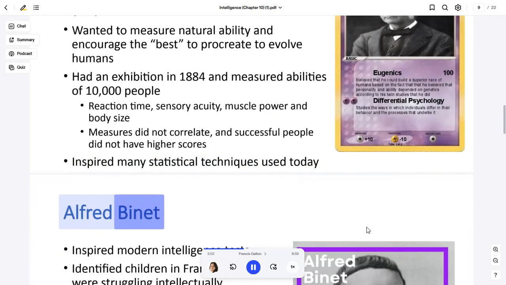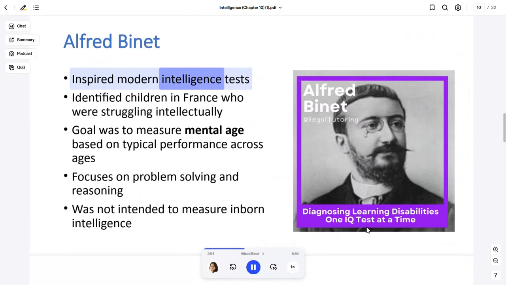Alfred Binet inspired modern intelligence tests. He identified children in France who were struggling intellectually. His goal was to measure mental age based on typical performance across ages. The test focuses on problem solving and reasoning. It was not intended to measure inborn intelligence.